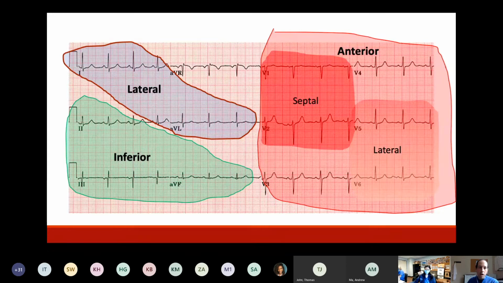So if you happen to just have a single solitary ST elevation in, say, lead V3, and then you have one randomly in lead 2, that would probably not be a true STEMI. You have to have elevations of greater than 1 millimeter in 2 contiguous leads.